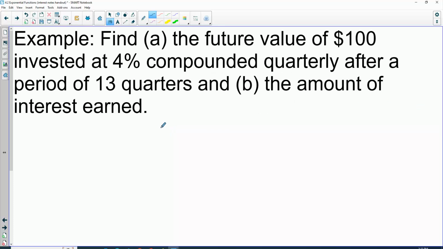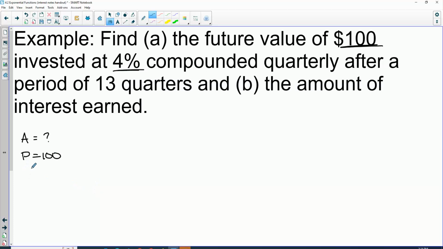So all we're going to do today is look at problems and see if we can calculate interest. A: Find the future value of $100 invested at 4%, compounded quarterly after a period of 13 quarters. What I like to do is make a list of things. Future value, I don't know that, so future value is A. That's what we're trying to find. So what would the 100 be? P, our principal or present value, the amount we have right now.